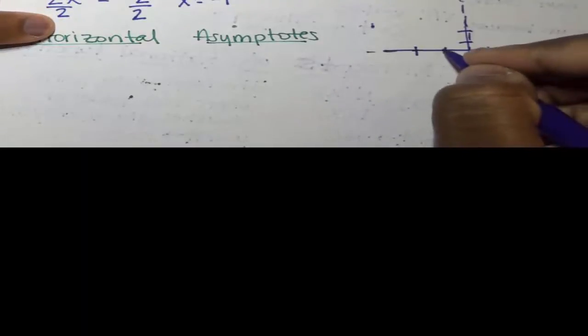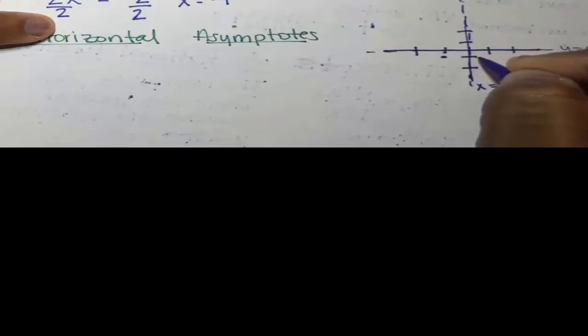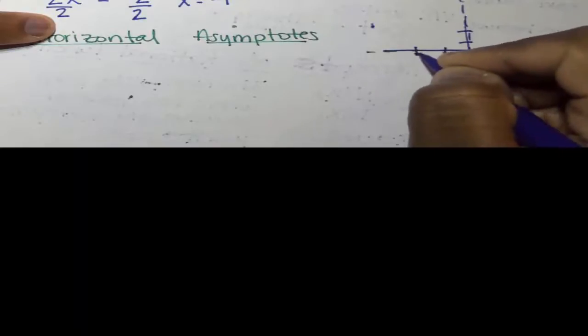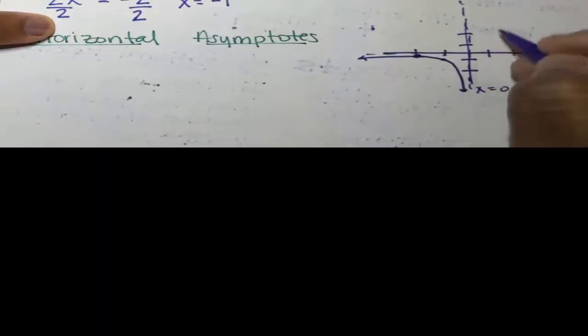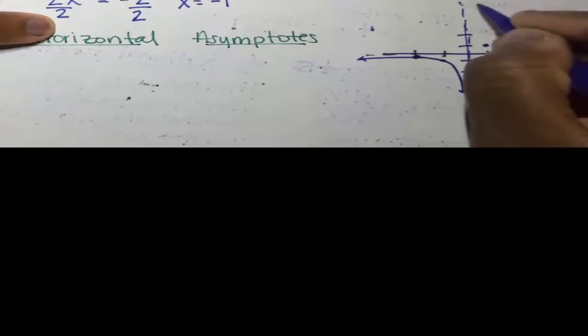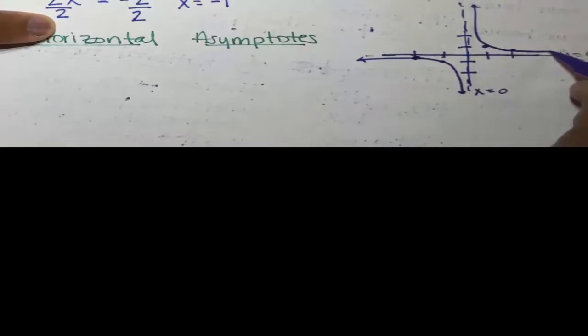When it was -1, this value was -1. When it was -2, it was -1/2. So the function did this on this side. And on this side, when it was +1, it was +1. It was +2, it was +1/2. So it did this on this side.